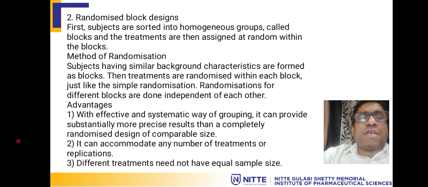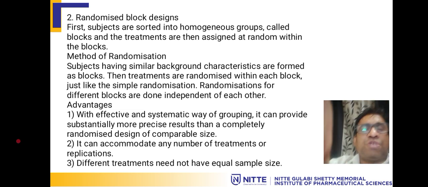What are randomized block designs? First, subjects are sorted into homogeneous groups called blocks, and the treatments are then assigned at random within the blocks. Method of randomization: subjects having similar characteristics are formed as blocks, and the treatments are randomized within each block.